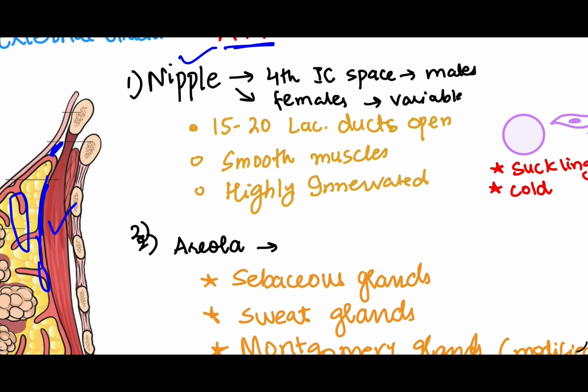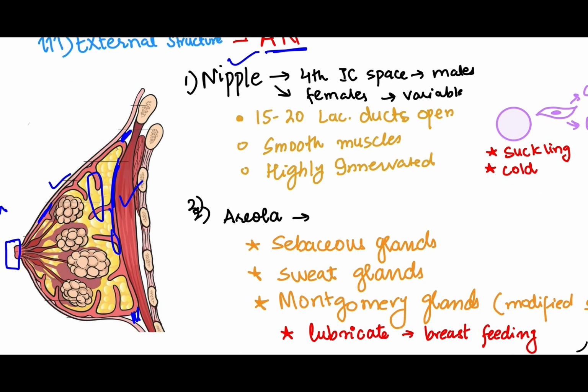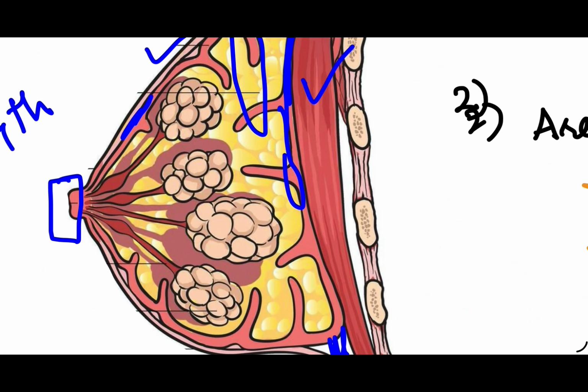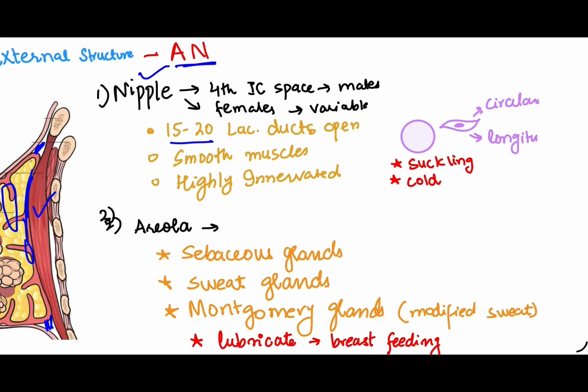It can vary. Okay, what does it contain? It contains 15 to 20 lactiferous ducts. You can see 1, 2, 3, 4. They are here, but we are actually seeing a cross section. So there are lots of lactiferous ducts that are going to open in the nipple. Why are there lots of ducts opening here? Because the milk is going to come out from here. Then there are some smooth muscles, and a very important thing, it is highly innervated. It has lots of nerves, and that's why it is highly sensitive.